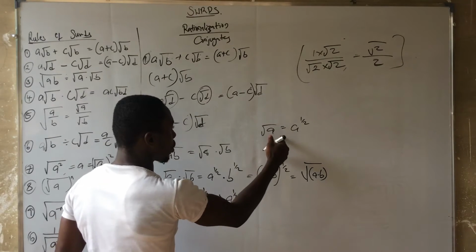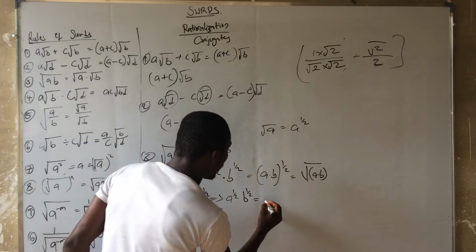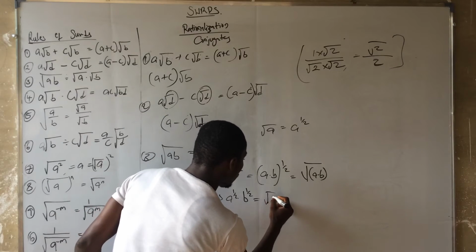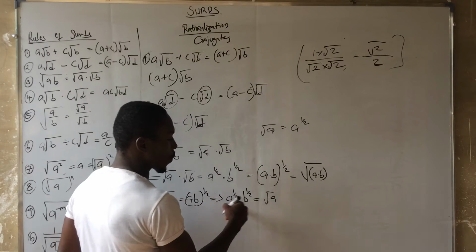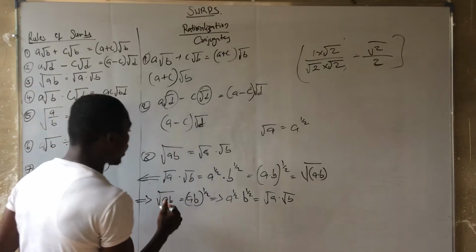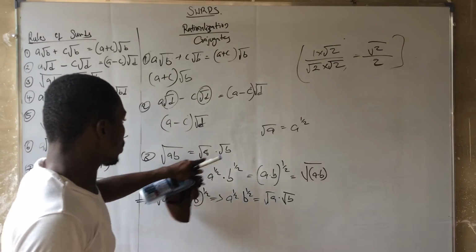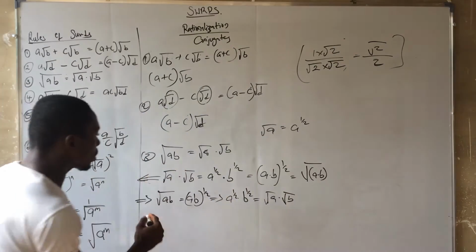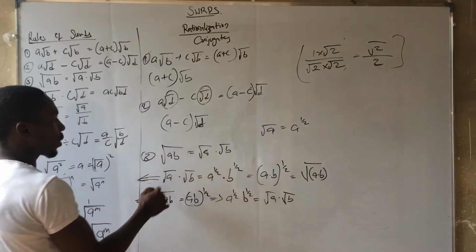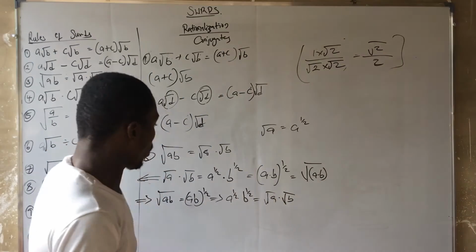I'll now say again from this that A raised to the power 1 over 2 is the same as the square root of A. I'll now say that root A, which is equal to A raised to 1 over 2, multiplied by root B, which is equal to B raised to 1 over 2. Now, having proved from both sides that this is equal to this and that this is equal to this, I can now say with full confidence that root AB is equal to root of A multiplied by root of B.